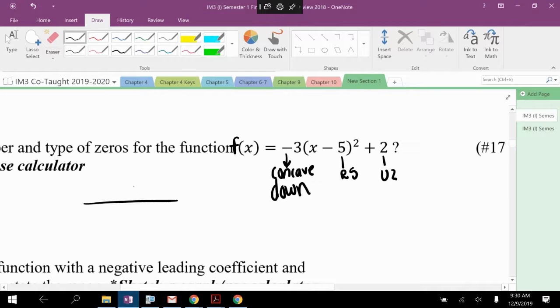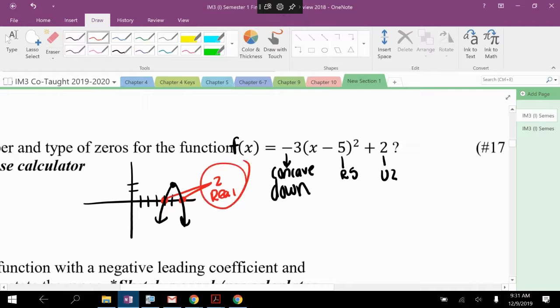If I draw a little sketch and I go right 5, 1, 2, 3, 4, 5, and up 1, 2, and I do concave down, how many and what type of zeros am I going to have? 2 real. 2 real. That's it. Now again, if you forget that, that's okay. Get out your graphing calculator.